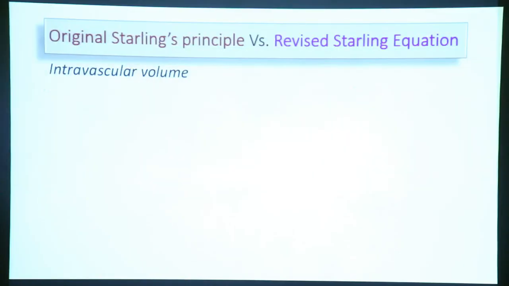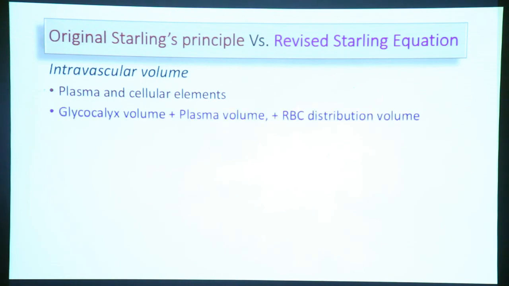So to revise, these are the basic points which are different. First, intravascular volume. The red one says what Starling said, and the blue which I write down is the revised Starling equation. Starling said that the plasma and cellular elements form the intravascular volume. But now we know that there is a glycocalyx. It has about 2% of the plasma volume. So it is the glycocalyx, plasma volume, plus the red cell distribution volume, which forms the intravascular volume.